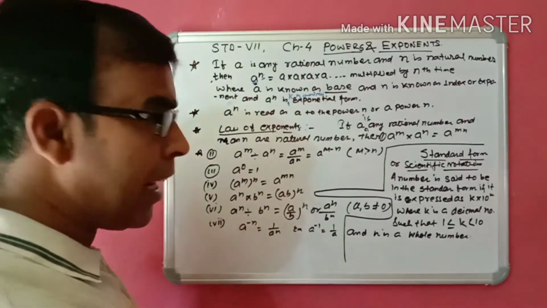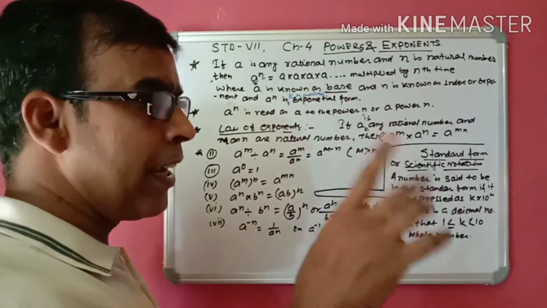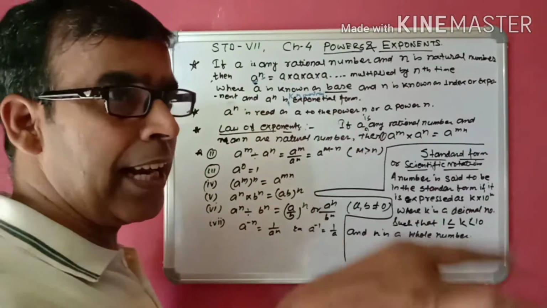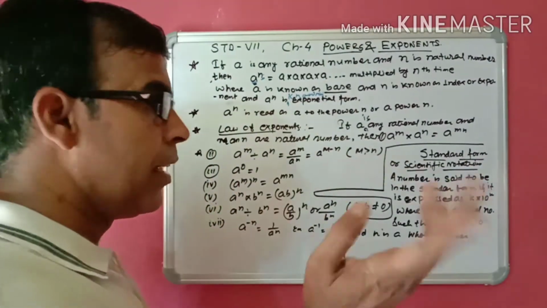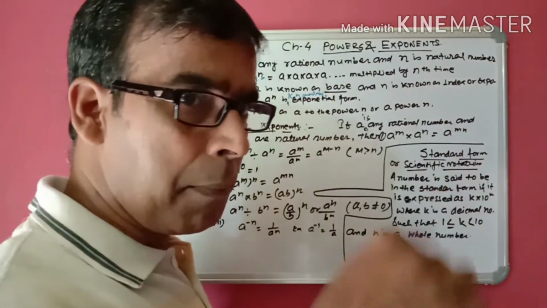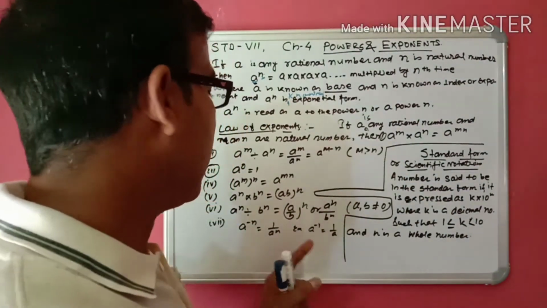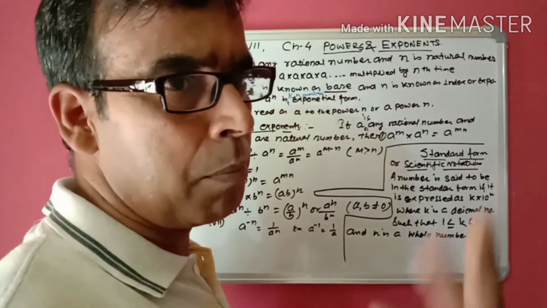Now a to the power minus n, I can write as 1 by a to the power n. Example, a to the power minus 1, I can write as 1 by a.